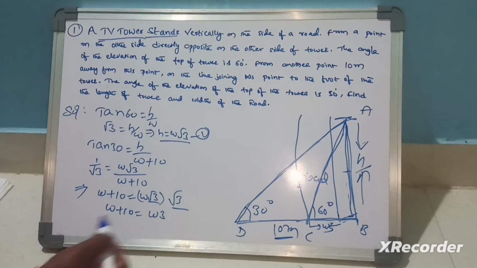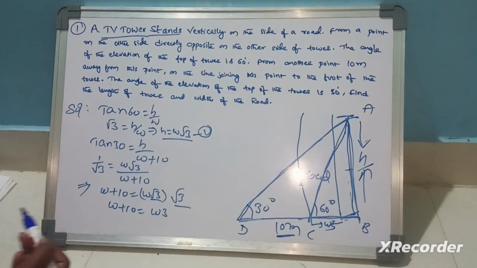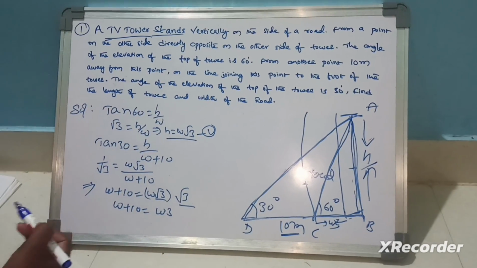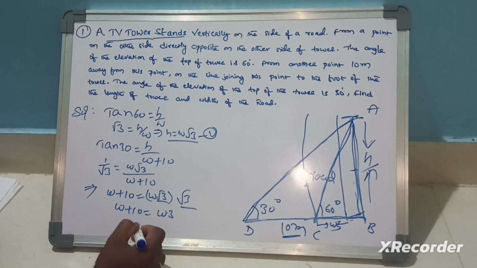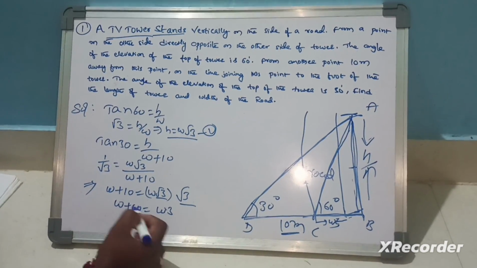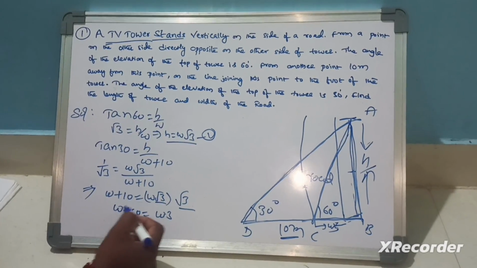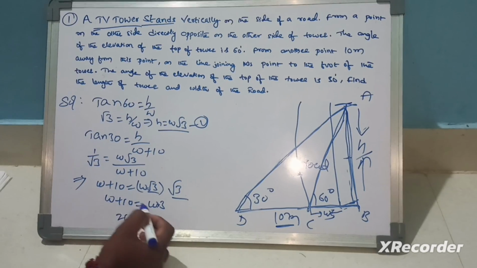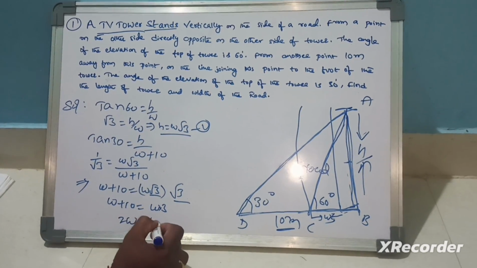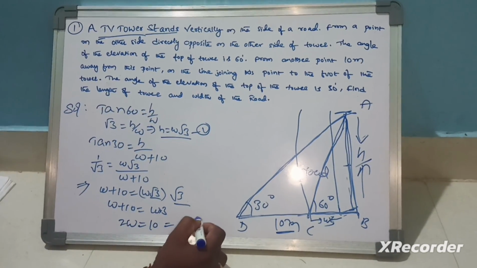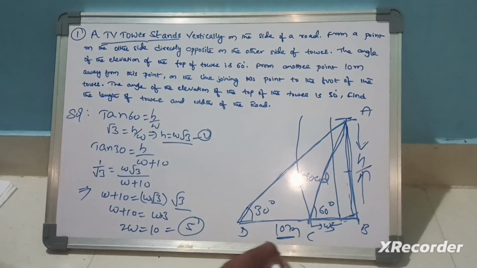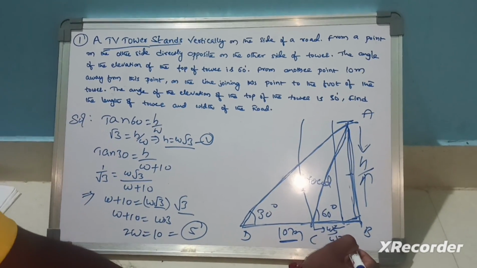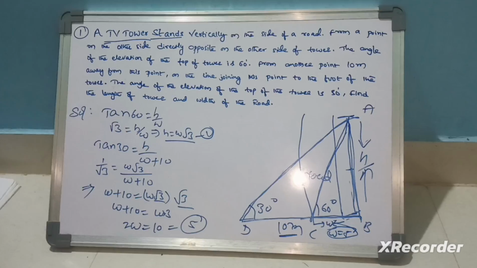√3 square and square root gets cancelled and it will be 3w, I would say. Okay, 2w equals, if I bring these w to the right side, the 3w minus w equal 2w, and it will be the 10. So w will be 5. What is the w over here? We got width of a road as 5 meters.